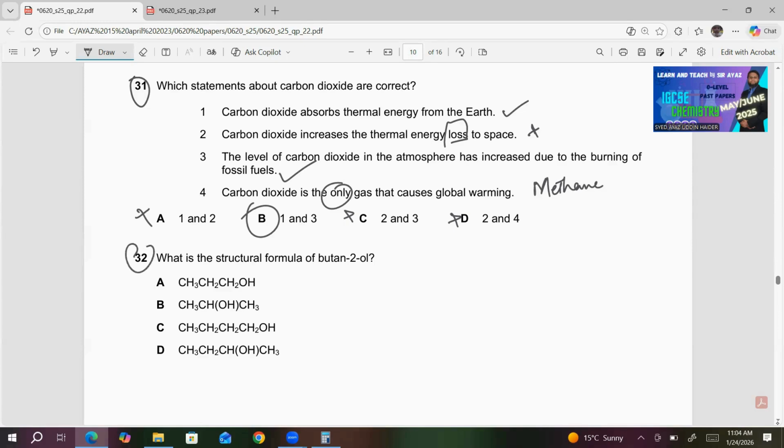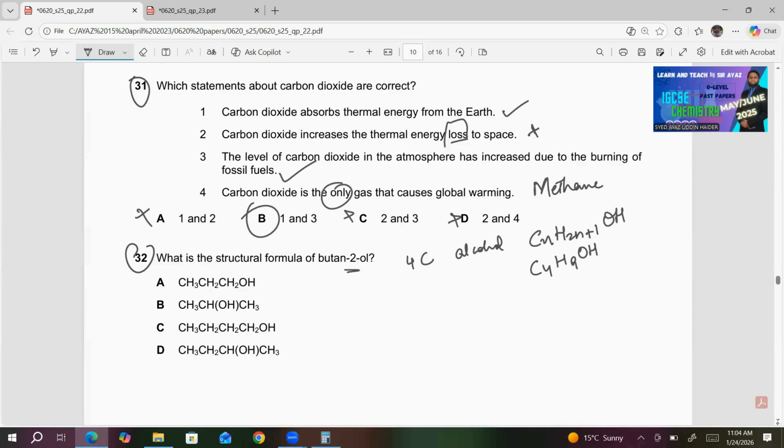32. What is the structural formula of butan-2-ol? They are asking for the structural formula, which is the condensed form. Butane means we have 4 carbons. It is a 4-carbon alcohol. The general formula of an alcohol is CnH2n+1OH. So n is 4: C4, 2 times 4 is 8, 8 plus 1 is 9. C4H9OH. And 2-ol means the OH group will be at position 2.